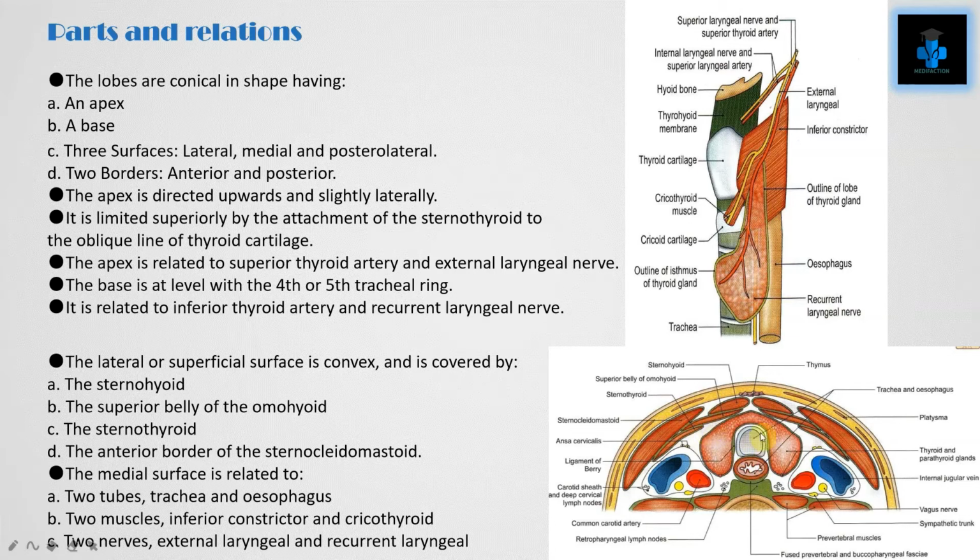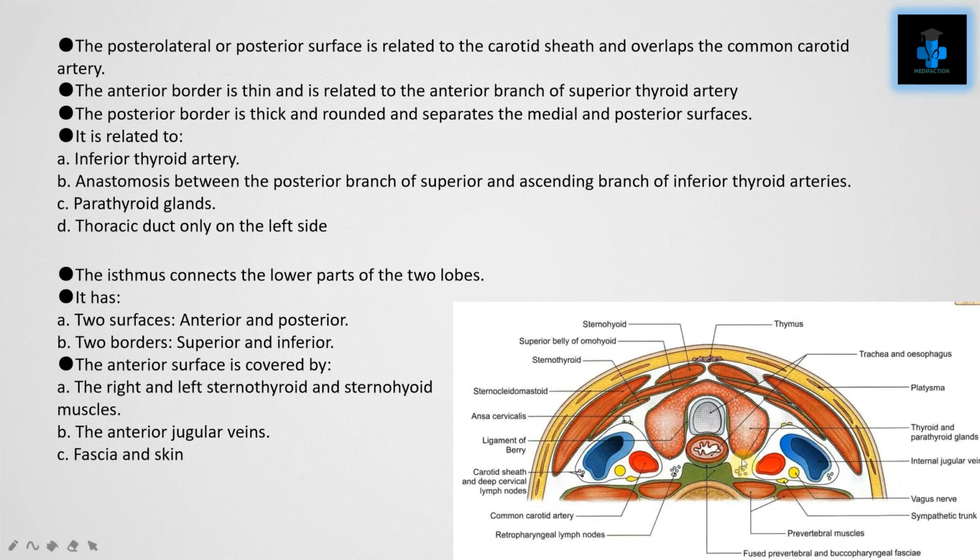Moving on to the medial surface, it has two tubes which are the trachea and esophagus. Also two muscles which are inferior constrictor and cricothyroid muscle. Also two nerves which are the external laryngeal nerve and the recurrent laryngeal nerve. The posterolateral or posterior surface is related to the carotid sheath and it overlaps the common carotid artery.